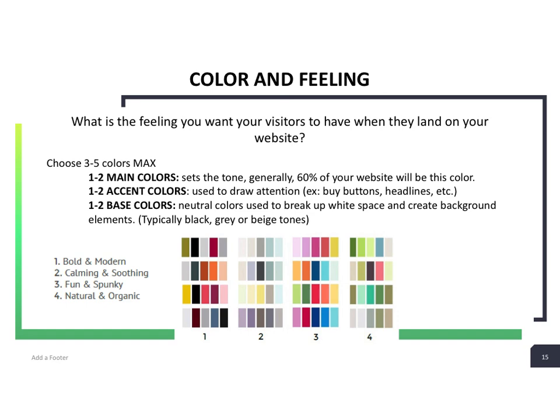Here's a color chart example of different feelings that you want your website to convey and the color palette that you should stick within. So color palette 1 is your bold and modern. Color palette 2 helps to convey a calming and soothing experience and feeling. Color 3 is your fun and spunky. And color 4 is your natural and organic feelings.